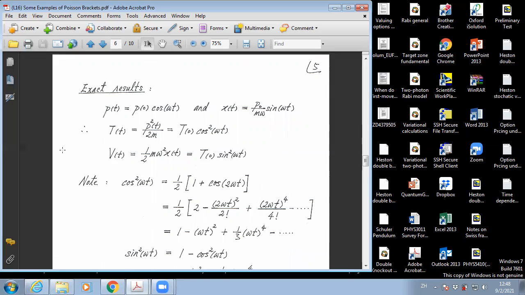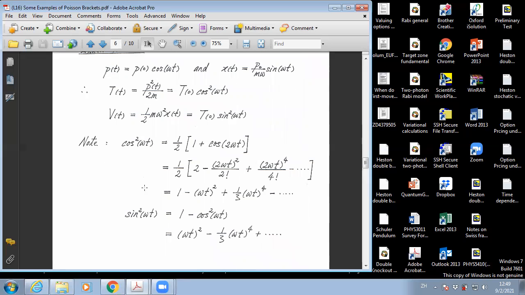Now, let's go back to the exact solutions. We know that given the simple harmonic oscillator Hamiltonian, the solutions p(t) and x(t) are given by this, given the initial condition. So the kinetic energy is equal to p squared over 2m, which is proportional to cosine squared omega t. V(t) is proportional to sine squared omega t.